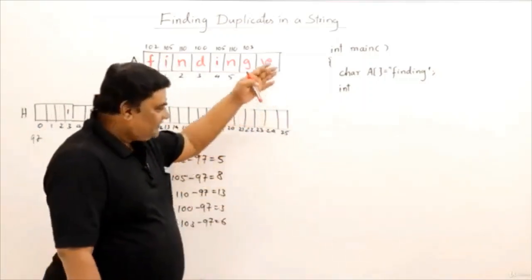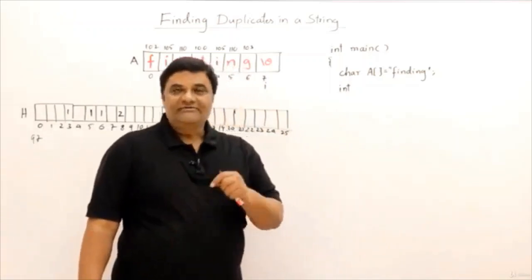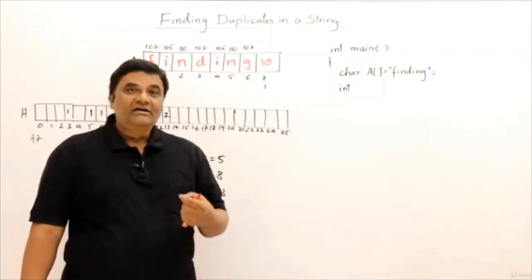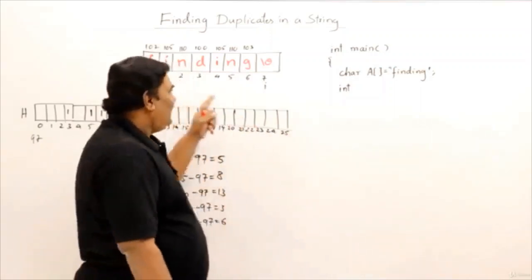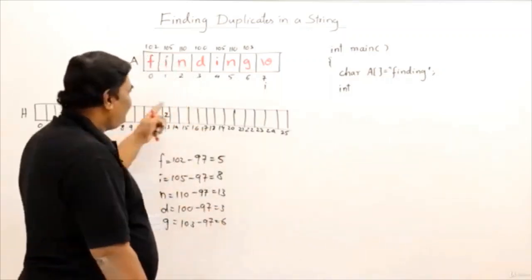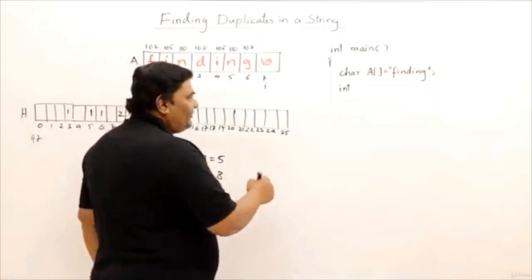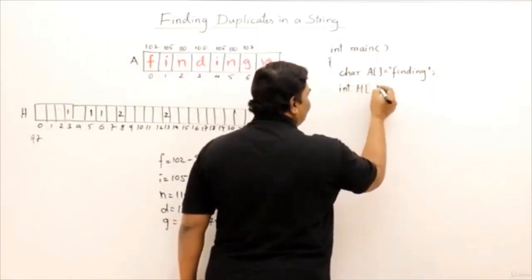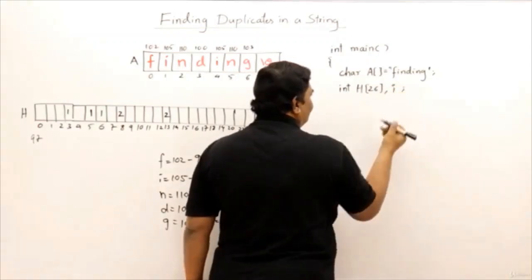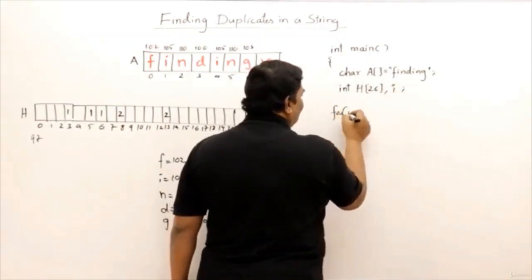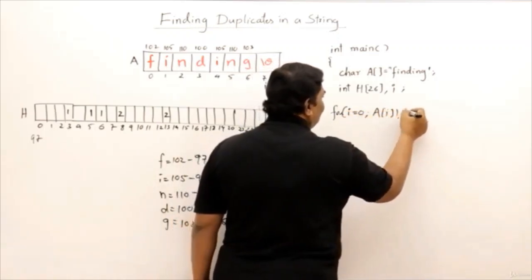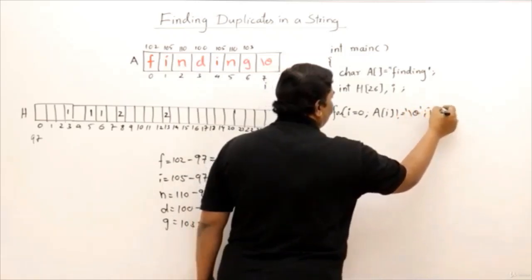Alright? So let us write a piece of code here to perform the same procedure and display only those alphabets which are appearing more than 1 time. Like I and N are appearing more than 1 time, let us display only those. So what we have done, I will write on the same thing here. First of all, I need a hash table H of size 26. And I need i also. Now using a for loop, I will scan through the string: for i assign 0, A of i is not equal to the null character, and i plus plus.